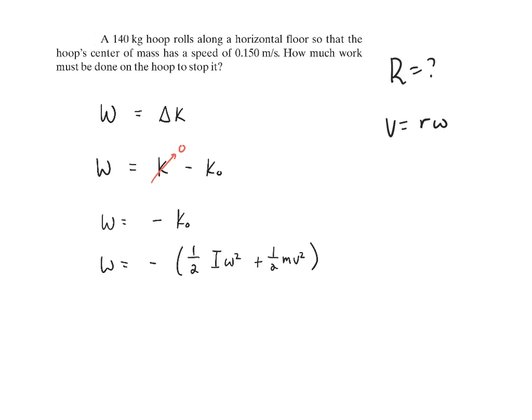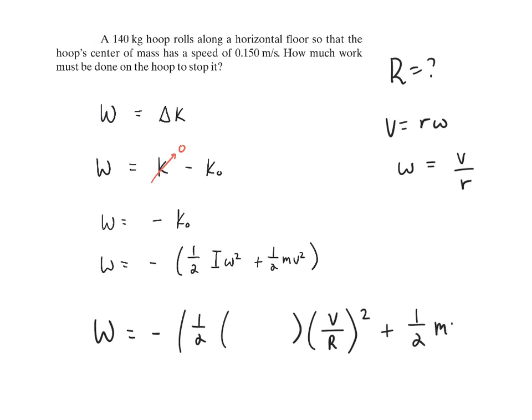So if we want to replace omega, which we probably do because we have nothing about omega in this problem, let's write it as V over R. So in the next line, the work done equals 1/2. We'll put the I value in a moment. Omega is going to be, again, V over R. Now, what's the I value in this problem? What's the I value going to be in this problem?